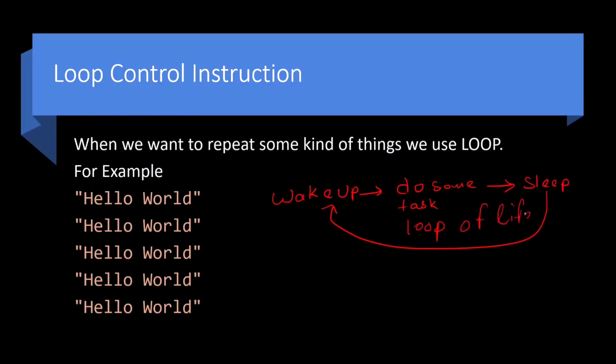Loop of life. Okay, and we have a similar kind of thing in our programming. We call that a loop control statement. For example, if we want to repeat some statement over and over, then we can use a loop. Obviously, if some calculation requires repeating some task, then we can use a loop. And we can use a loop in every kind of cycle.